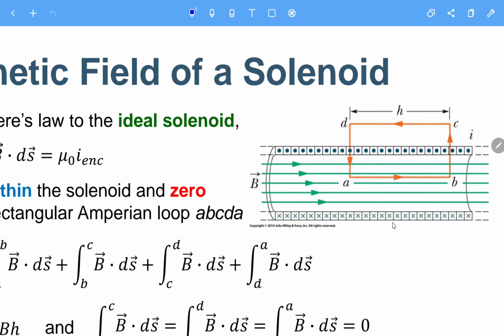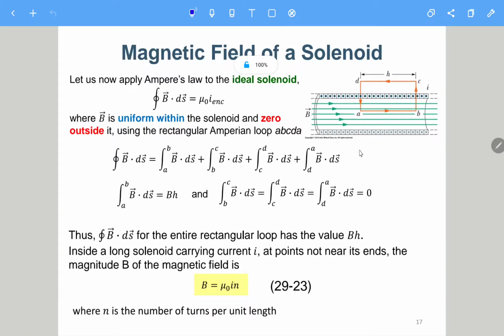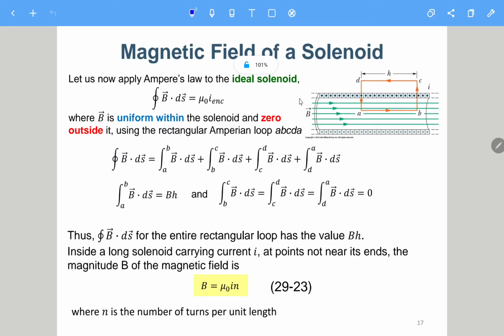Okay, so now we try to calculate the B field generated inside the solenoid with some assumptions. The assumptions are not necessarily correct, but without them, things are hard to calculate. So we really need some assumptions to simplify the calculation. The first assumption we make here is that we don't have any B field outside the solenoid.